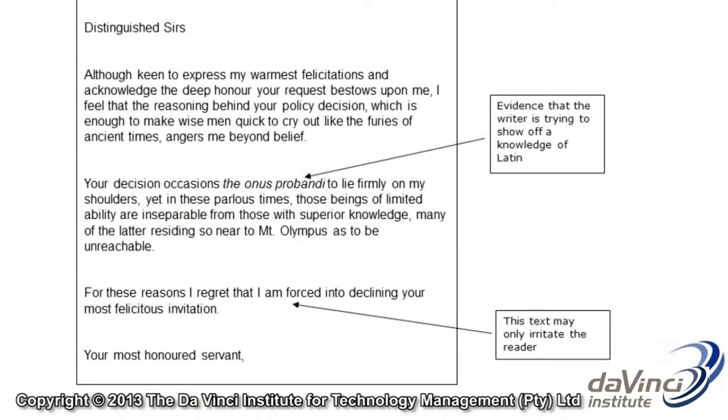And how many people are confused? I'm confused. Okay, you lost me about halfway through the letter. So look, the evidence that the writer is trying to show off a knowledge of Latin, the onus probandi. I don't know what that means. Okay? This text may only irritate the reader. For these reasons, I regret that I am forced into declining your most felicitous invitation. Okay, guys, also way over the top.